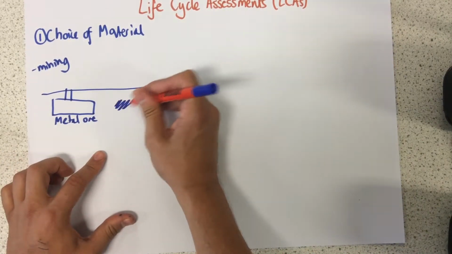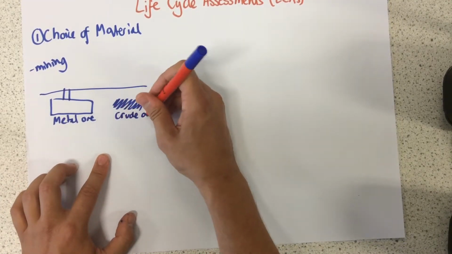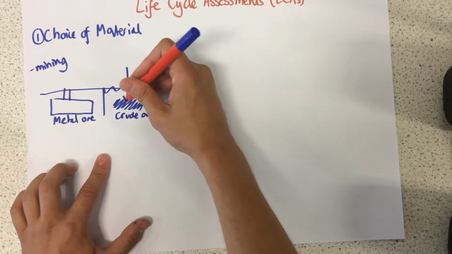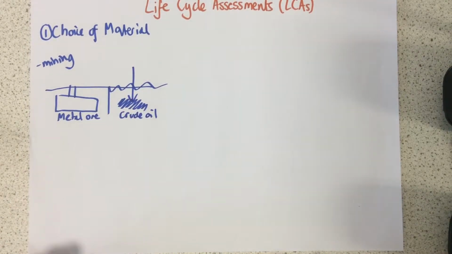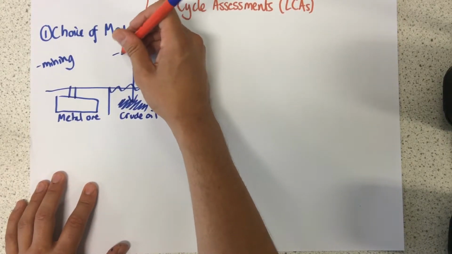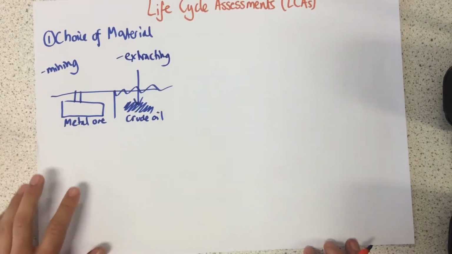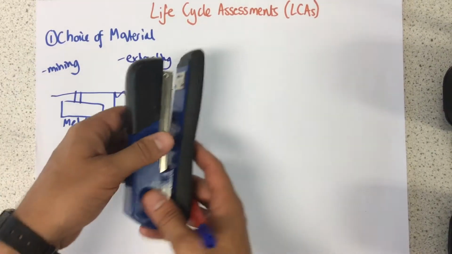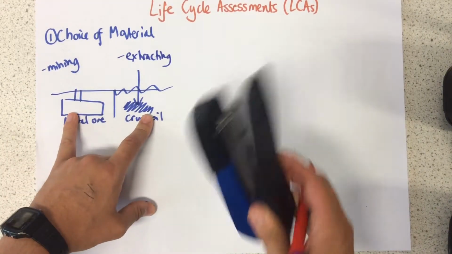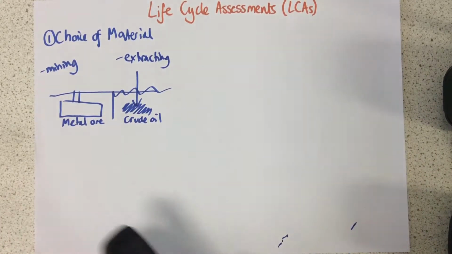Secondly, anything that requires chemicals or plastics, we're going to need to extract crude oil from beneath the oceans or from beneath the ground. Extracting this crude oil is going to require a lot of energy and could release a lot of pollution. This stapler contains plastic, so both of these things are true of this stapler. So making this stapler has already had some kind of impact on the environment.